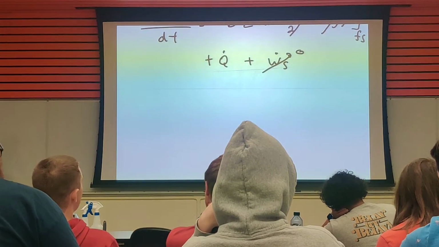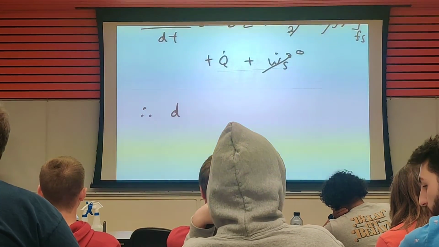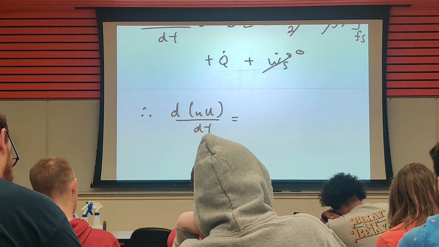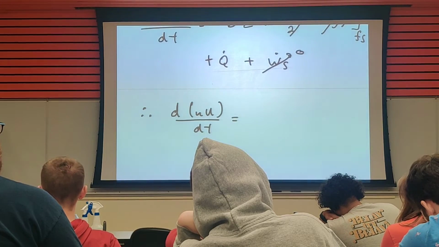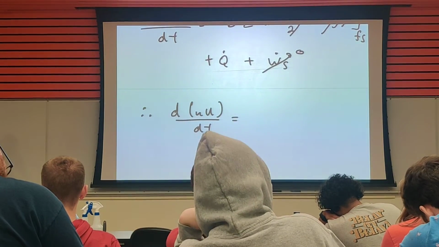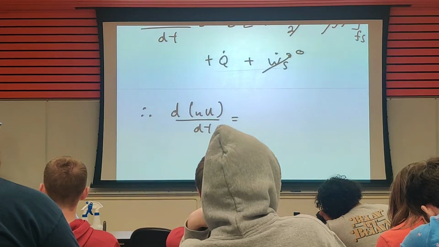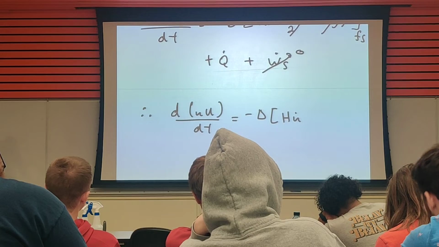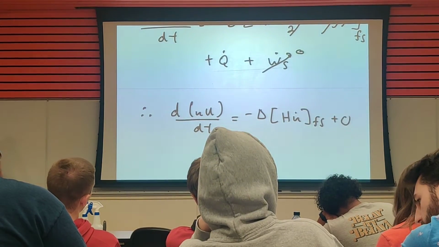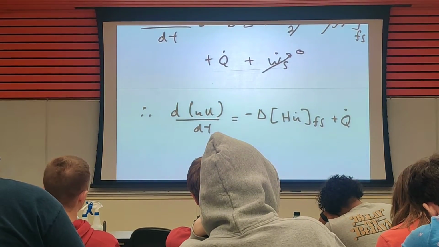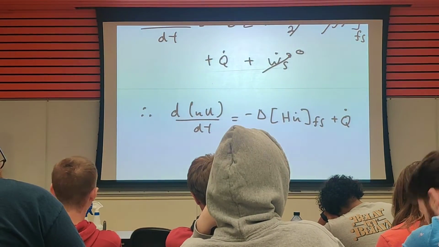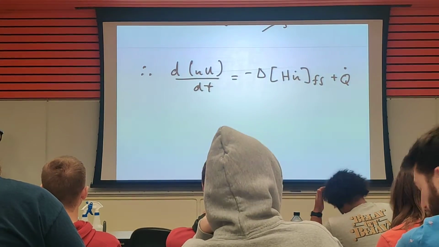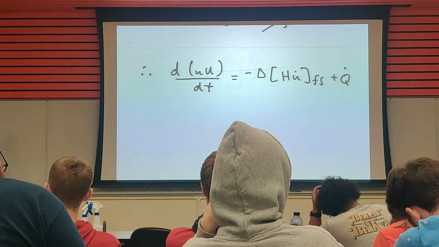We're going to have a heat loss. So we have that dU/dt. Why is Q not zero? Because there's going to be a heat loss. So minus delta of H m dot over the flowing streams plus Q dot. So now also the change in internal energy of the system cannot really be assumed to be 0 since the system is not at steady state.